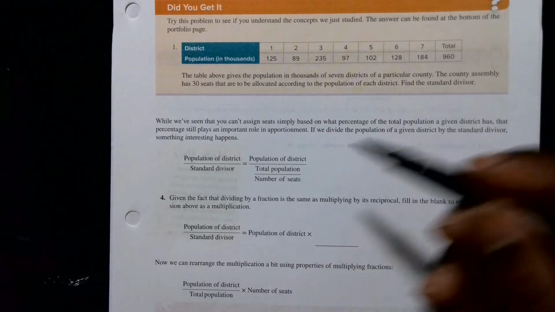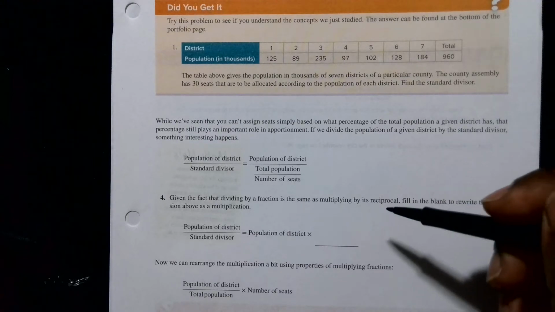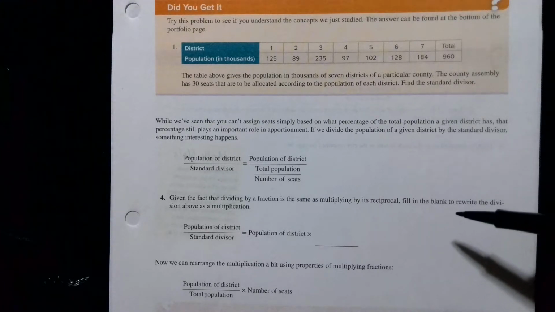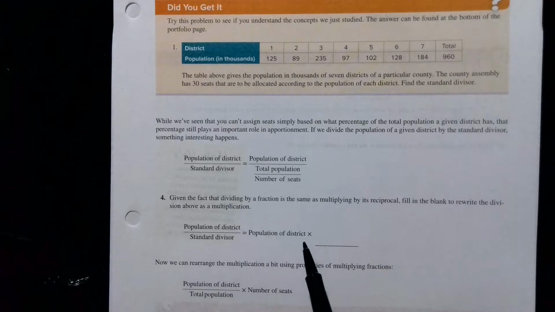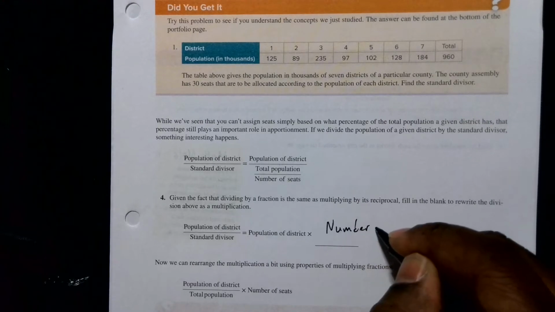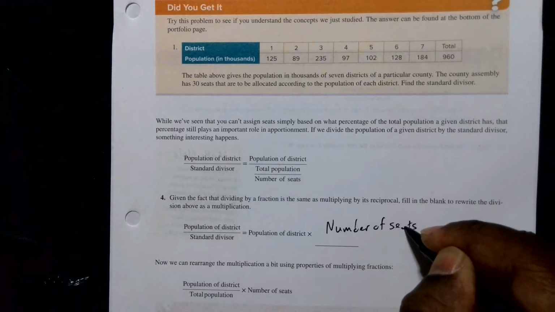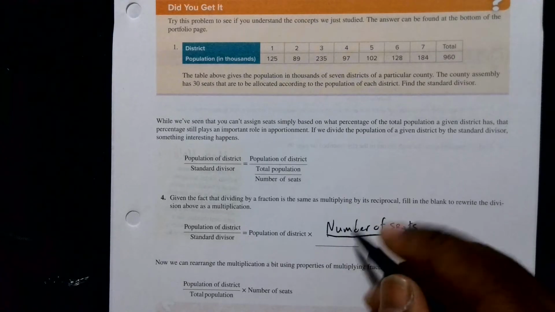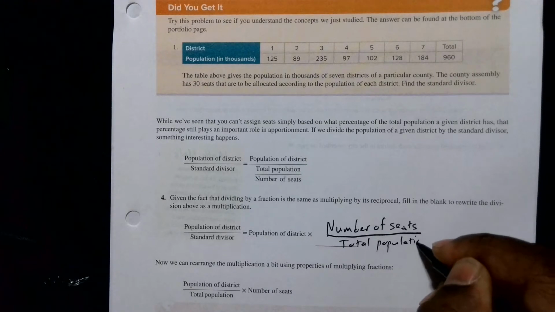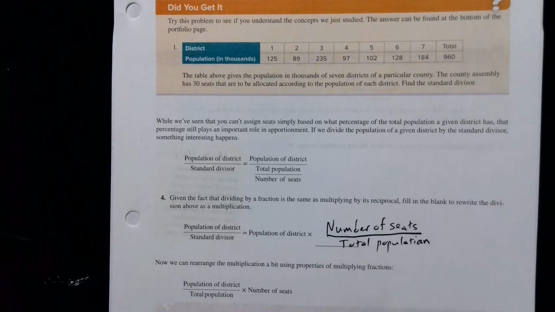Now, in problem number 4, it says, given the fact that dividing by a fraction is the same as multiplying by its reciprocal, fill in a blank to rewrite the division above as multiplication. So we will have the population of the district times the reciprocal. So that means number of seats will go in your numerator, and in your denominator, it'll be total population.